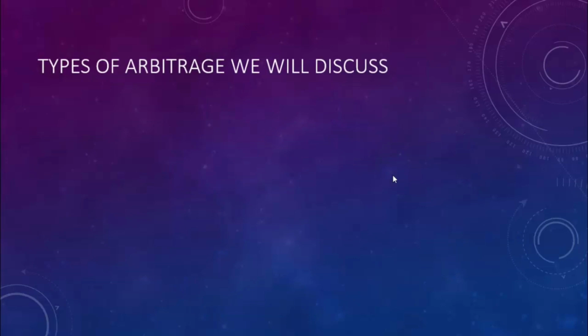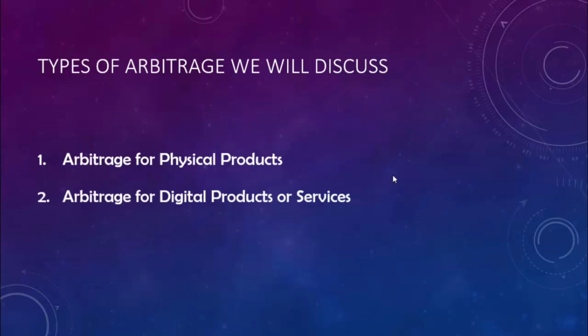Now, let's see what types of arbitrage we will discuss in this class. First of all, we will discuss arbitrage for physical products, like the example I just gave you with the iPhone, but it can be related to practically any type of physical product, even shampoo if you want, or anything that is a physical product. Then we will also discuss arbitrage for digital products or services, which is a newer type of arbitrage, but it's getting more and more traction, it's very useful, and it can be a very lucrative business model.